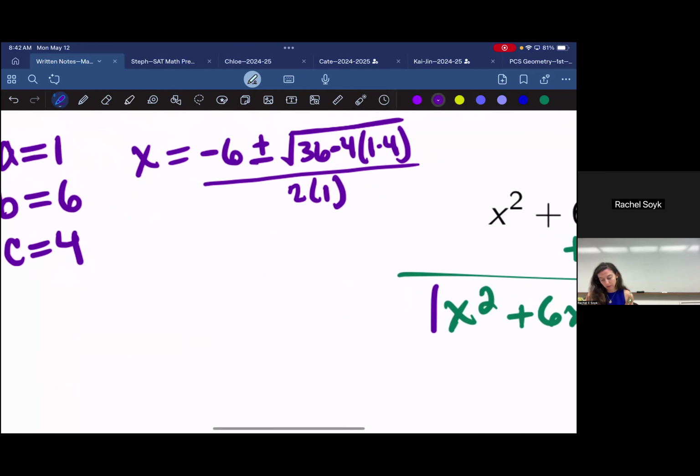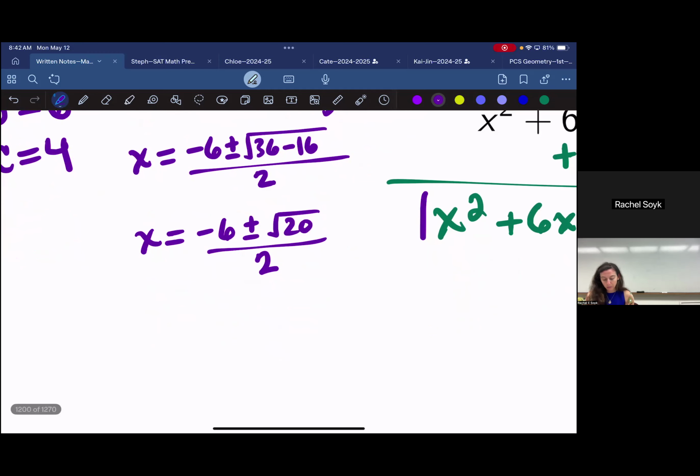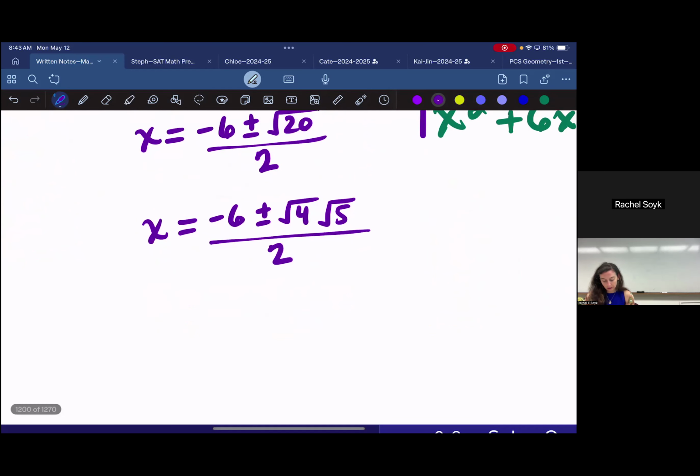Let's zoom in on this. So we get x equals negative 6 plus or minus square root of 36 minus 16 all over 2. 36 minus 16 is 20. And the square root of 20 can be broken up into the square root of 4 and the square root of 5. So we're really looking at negative 6 plus or minus 2 square root of 5 all over 2.